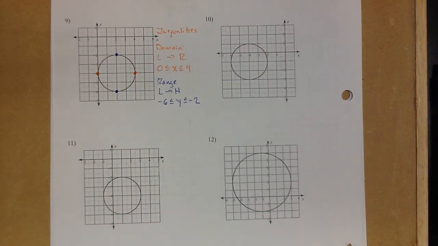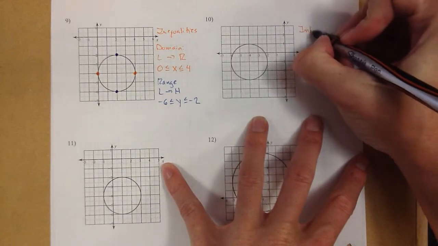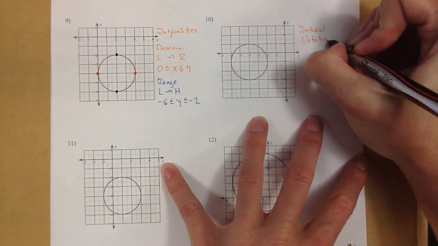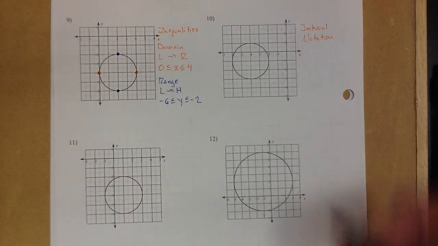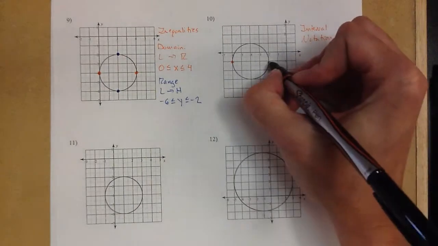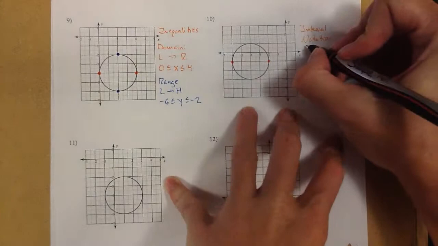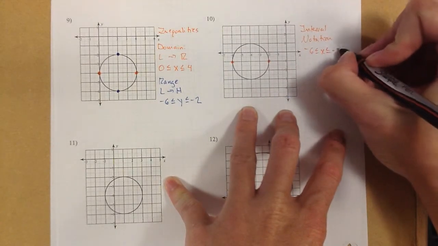Another notation that we can use is interval notation. So for this circle, what is the furthest left part of the circle? -6. And the furthest right part? -2. So, written with inequalities, I have -6 less than or equal to x less than or equal to -2.